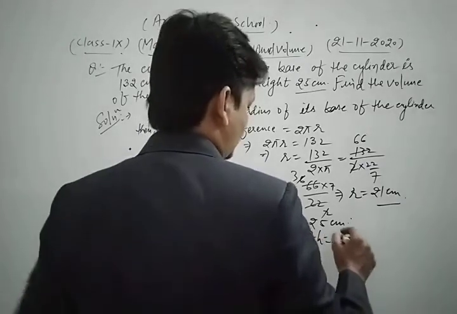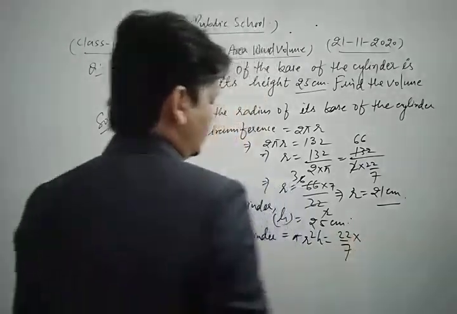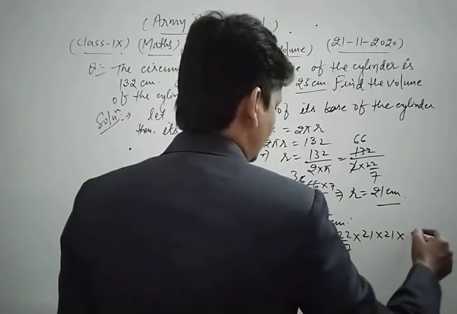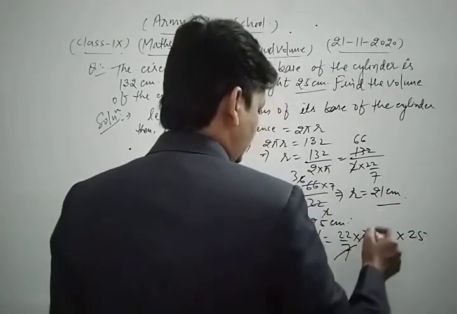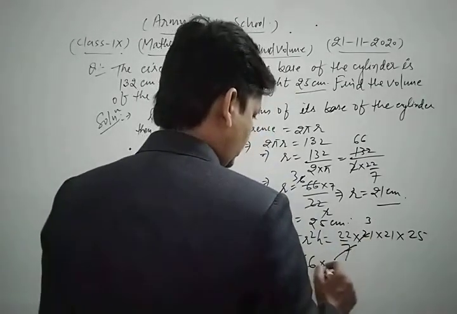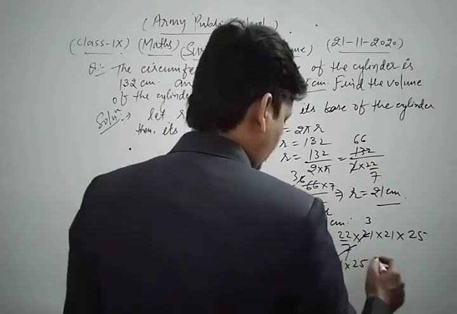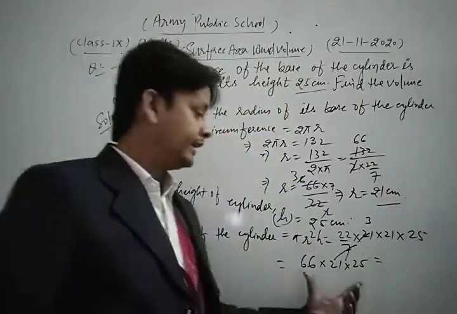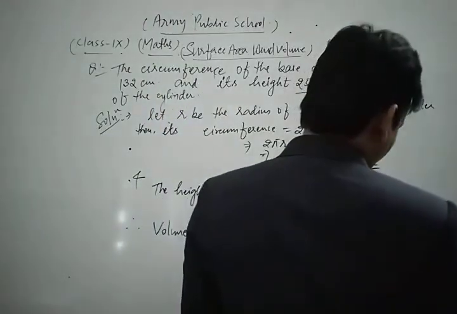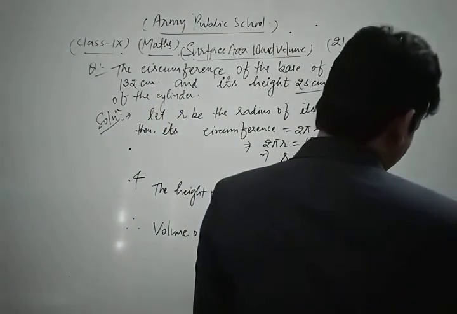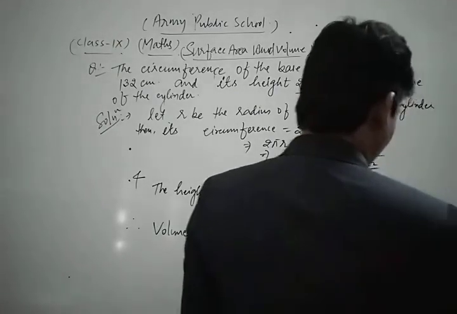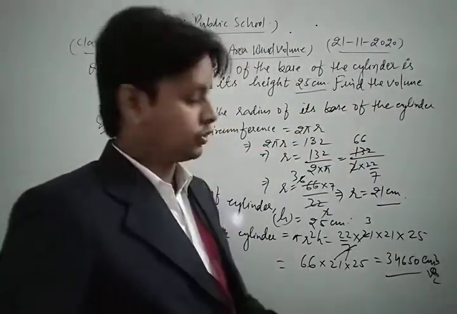Volume of the cylinder is pi r square h, which means 22 upon 7 into 21 into 21 into 25. 7 3s are 21, 3 2s are 6, so 3 into 22 into 21 into 25. After multiplying them, we get 34,650 centimeter cube. So this is our required solution of the given question.